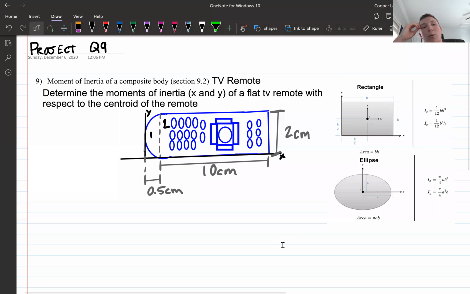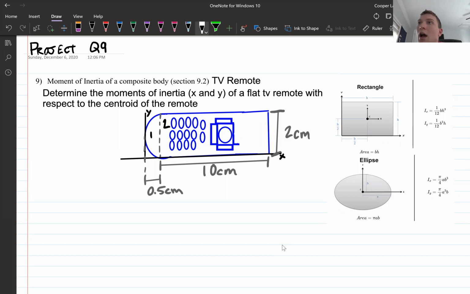Okay, so here we have question 9, moment of inertia of a composite body, or section 9.2. Here we have a 2D TV remote. Because it's a 2D TV remote, we don't have to worry about these buttons, so we can get rid of them. The question is asking us to determine the moments of inertia in the x and y direction along the centroidal axis, or the centroid.